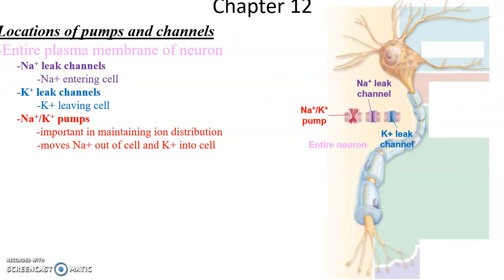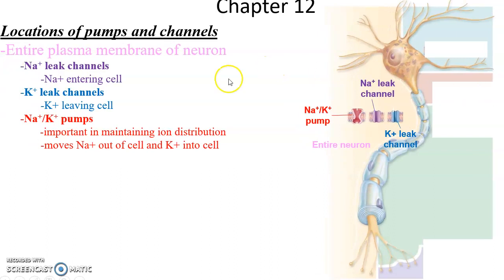All right, where are these various pumps and channels located? Well, the sodium leak channels and the potassium leak channels are all over the entire plasma membrane of the neuron, the entire thing. And the same for sodium-potassium ion pumps. They are found all over the entire plasma membrane of the neuron. And the sodium-potassium ion pumps, as we say, maintain the proper distribution of sodium and potassium, lots of sodium outside of the cell, lots of potassium inside of the cell.